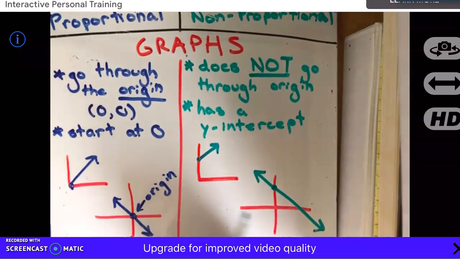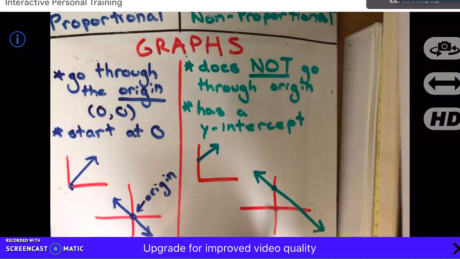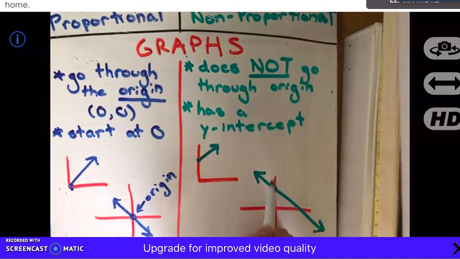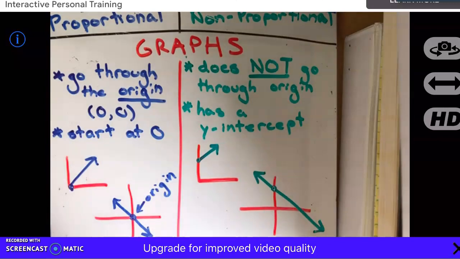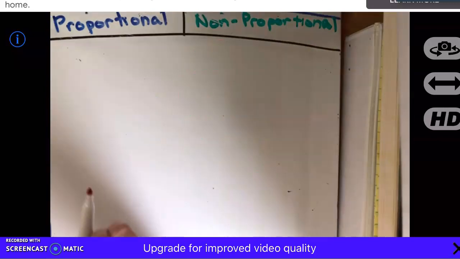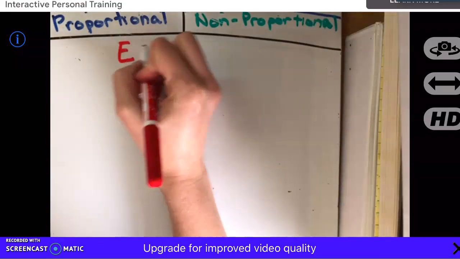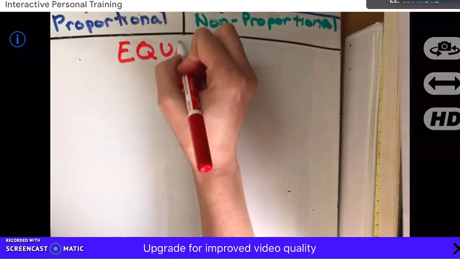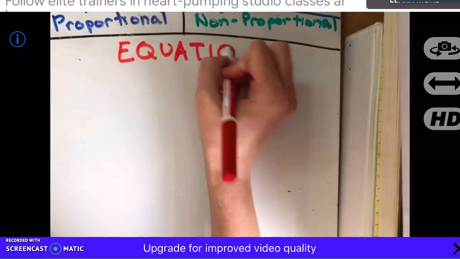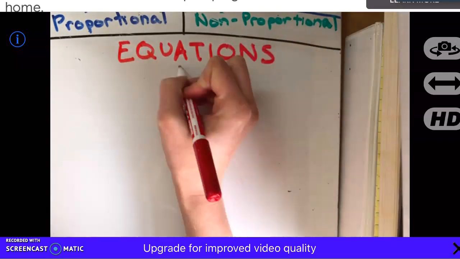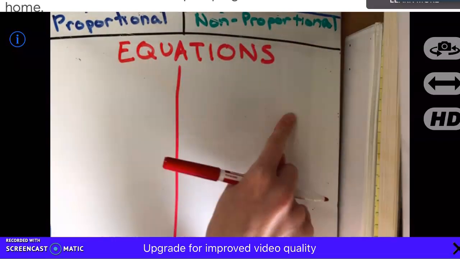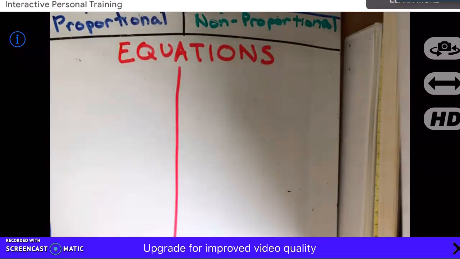I know that because it's not touching the origin. It is intercepting the y-axis, so it has a y-intercept. Okay, so we just talked about graphs. Now let's talk about what goes hand in hand with graphs. They're equations. So let's compare some proportional to non-proportional equations.